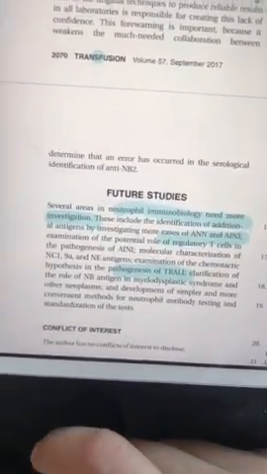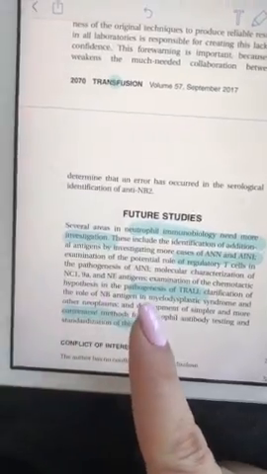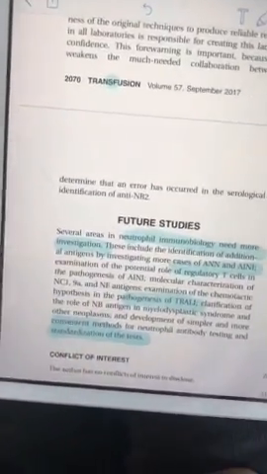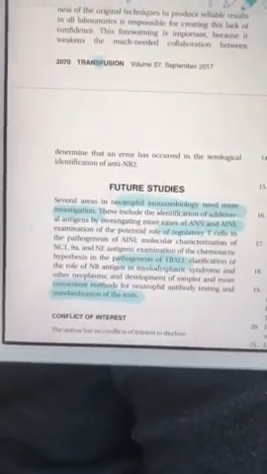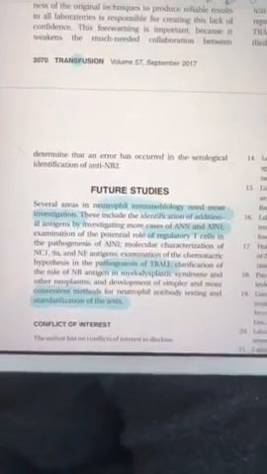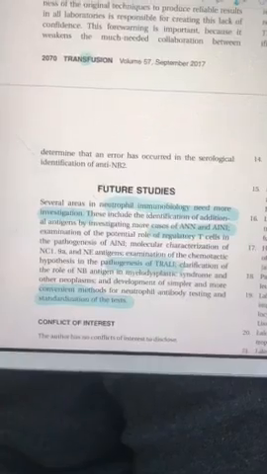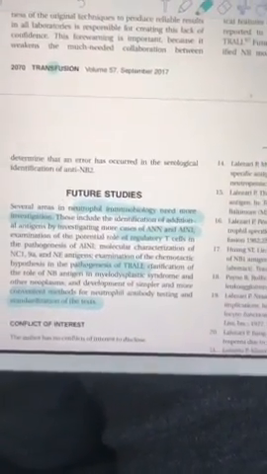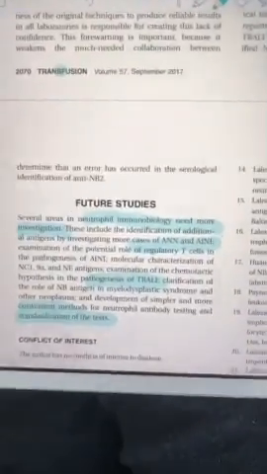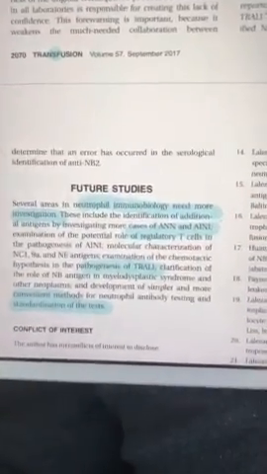Also, we want to standardize more of our testing so that clinicians can have a direct test they can go to, to diagnose ANN and AINI and TRALI, because a lot of it is really unknown. So that's the best part of science, is discovering the unknown.